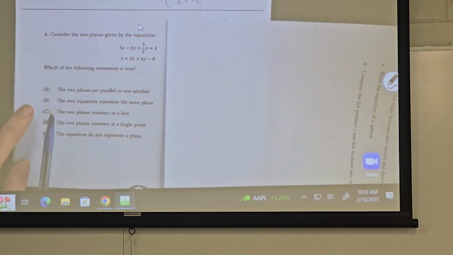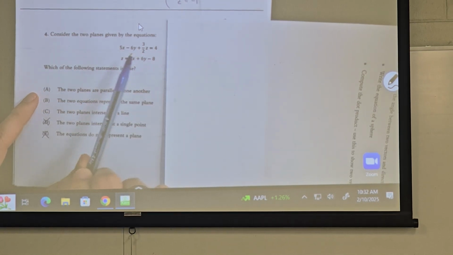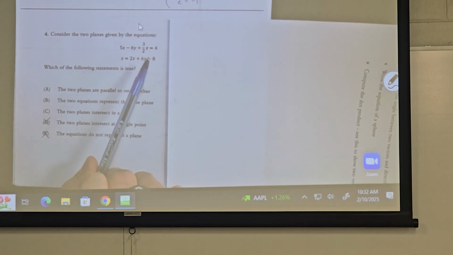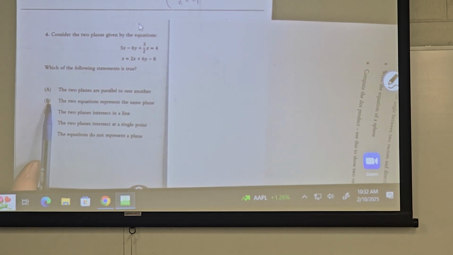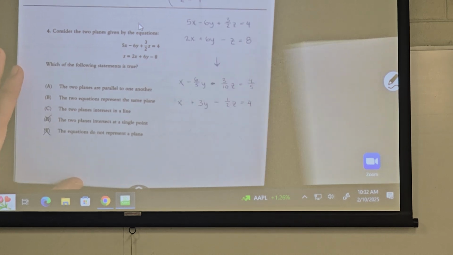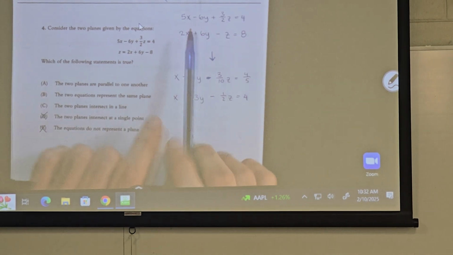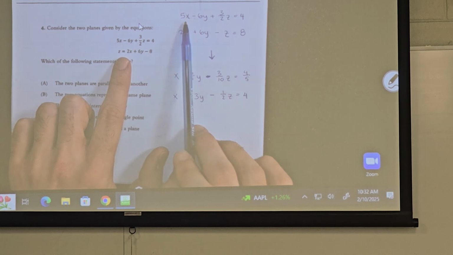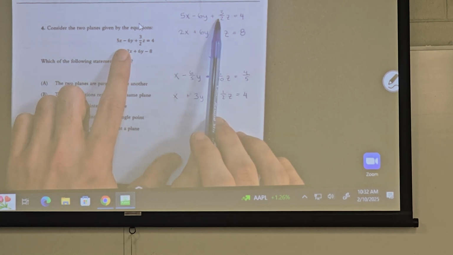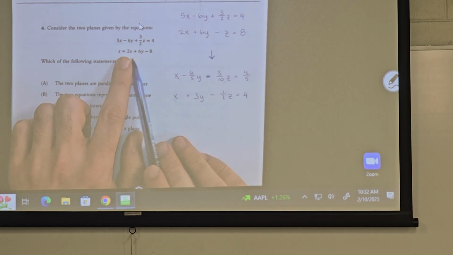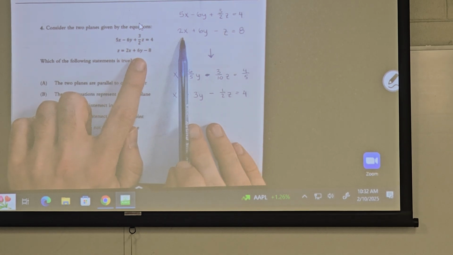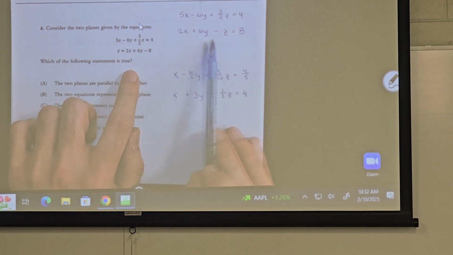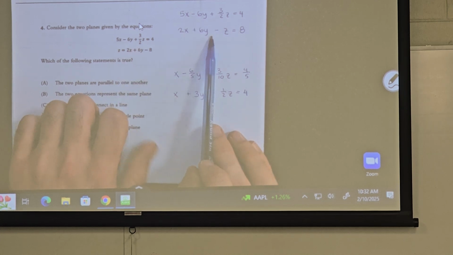Alright, so here's my game plan. I'm going to check and see that they have the same normal vector. If they have the same normal vector, I'm investigating A or B. If they don't, then they just intersect in a single line. So I'm going to make sure that I have AX plus BY plus CZ. That is not true for the second equation. Take 2 seconds. AX plus BY, I have to subtract the Z over, and move the 8 to the other side.